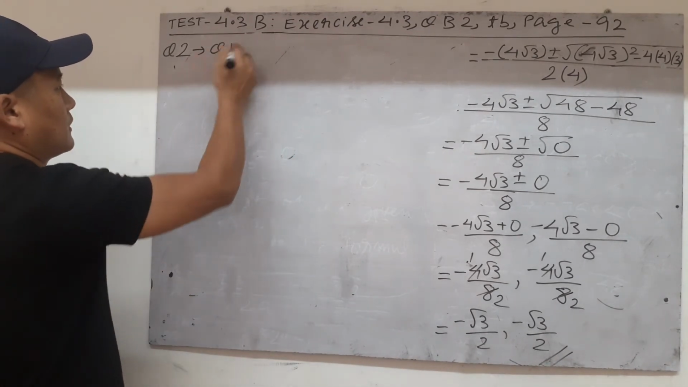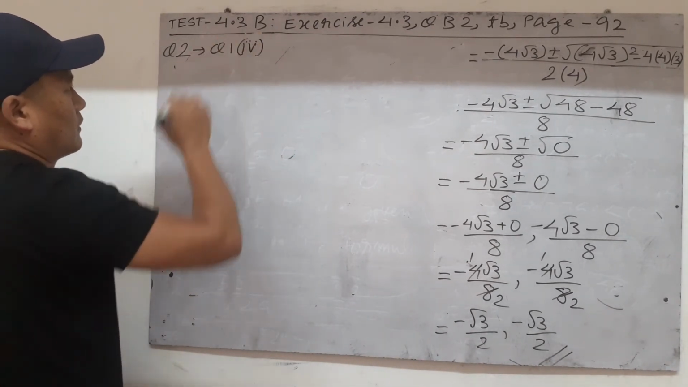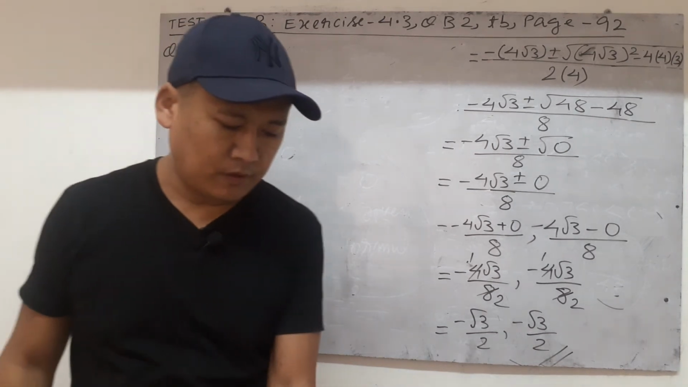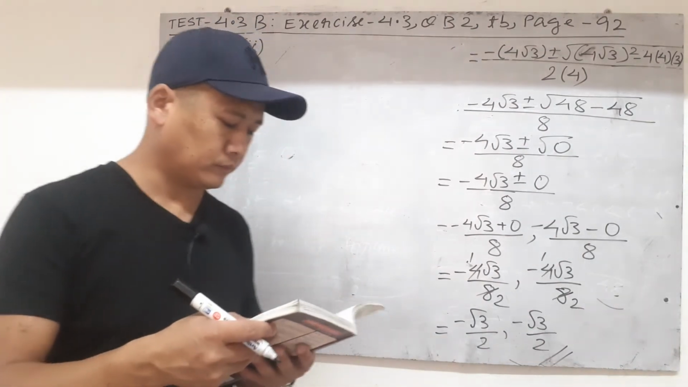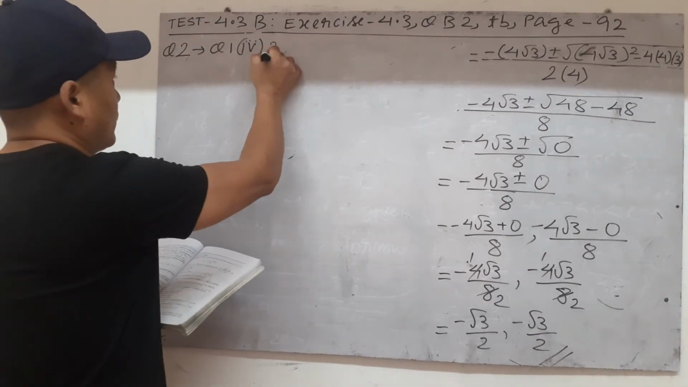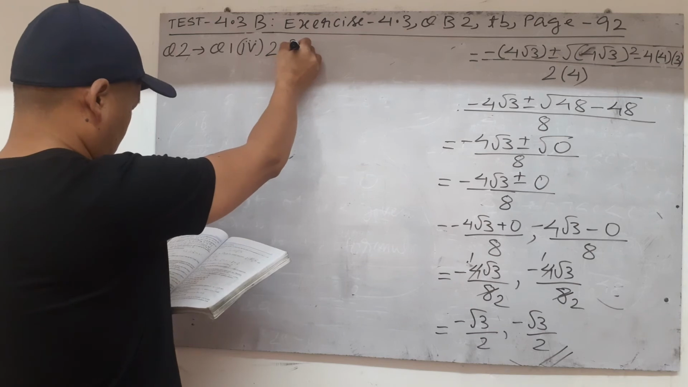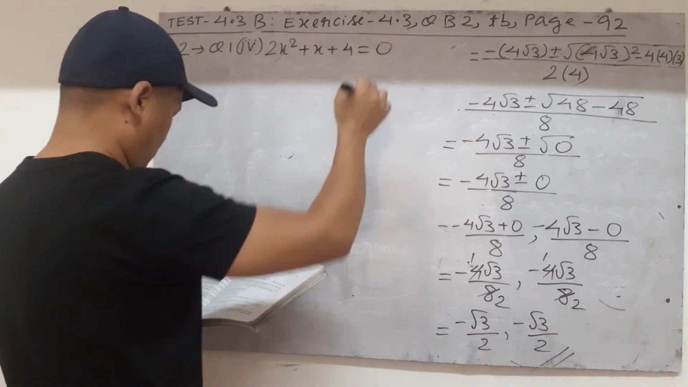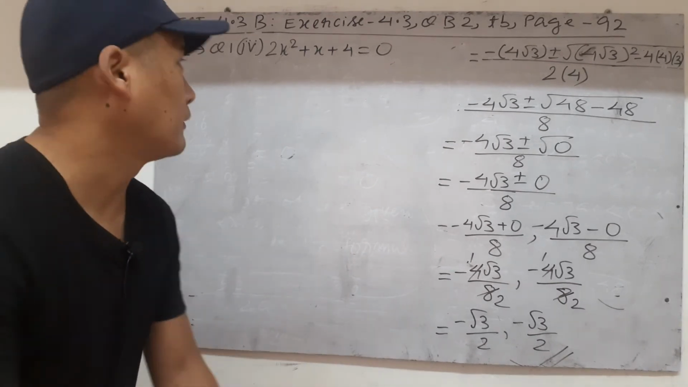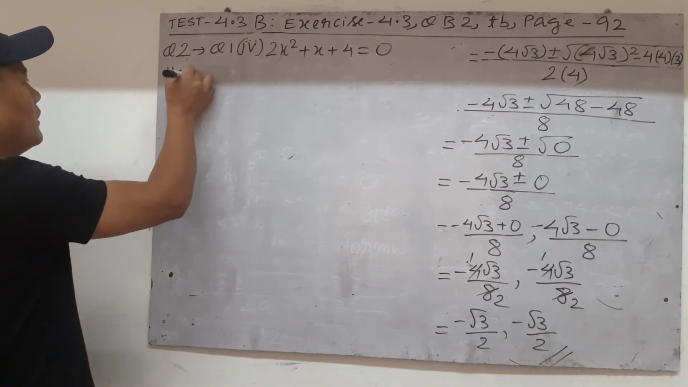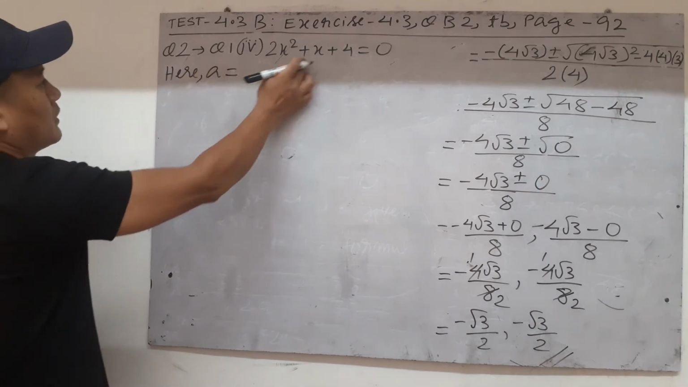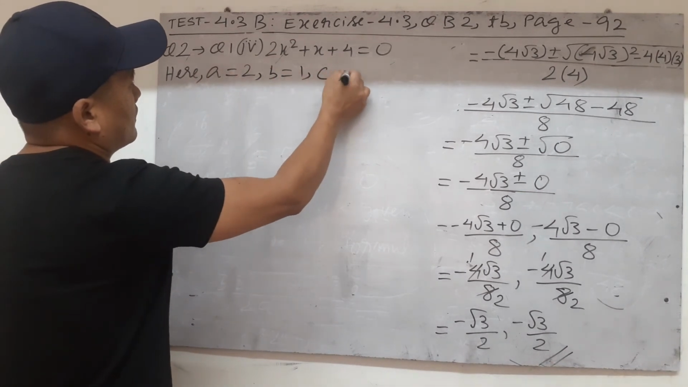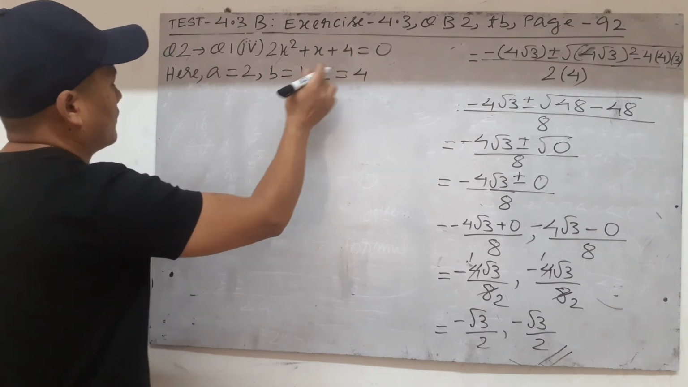So the last one is subheading 4. Question number 1, subheading 4, which is actually question number 2. There is given 2x square plus x plus 4 equal to 0. So we have to find out here a, the coefficient of x square, which is plus 2, b, coefficient of x, which is plus 1, c, the third term here, plus 4.